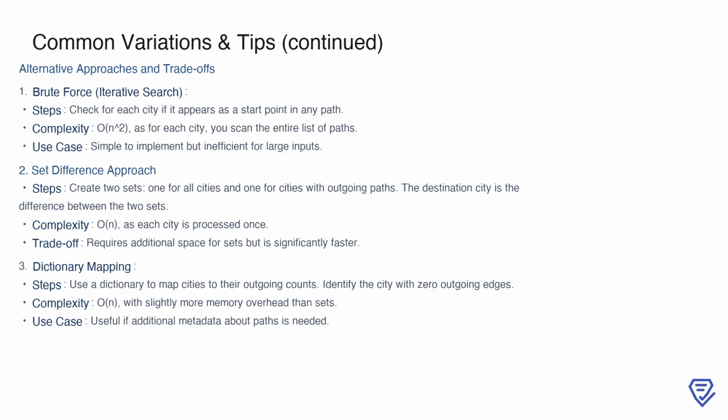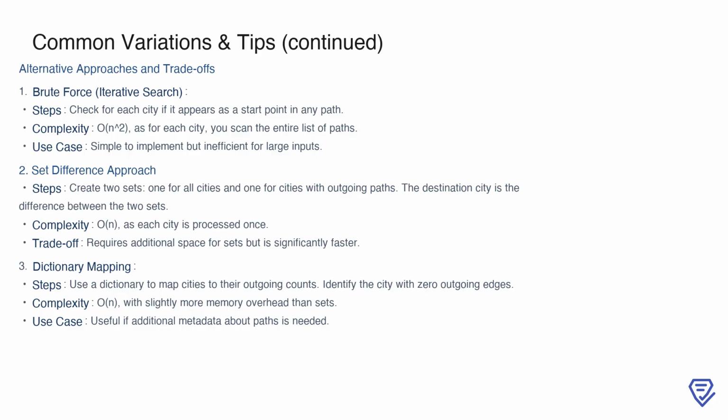There are multiple approaches to solving the destination city problem, each with its own trade-offs. A brute force approach involves iterating through each city and checking if it appears as a start point in any path. While this method is simple to implement, its O(n²) complexity makes it inefficient for larger inputs.